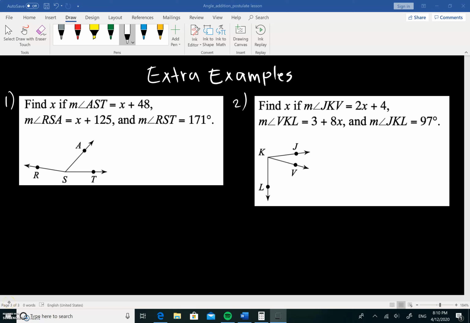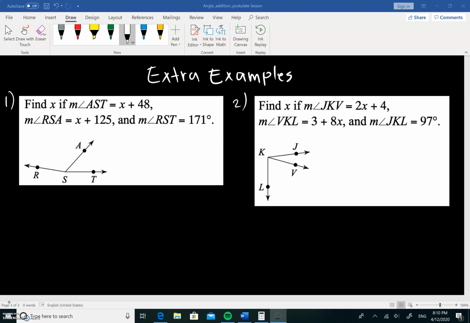Okay guys, in this video we're going to go over two extra examples. For number one, it says find x if AST is equal to x plus 48. So let's first identify what AST is. Actually, let's go ahead and identify which one's going to be angle 1, angle 2, and which one should be angle 3 from the diagram.